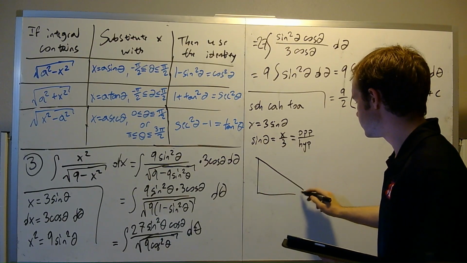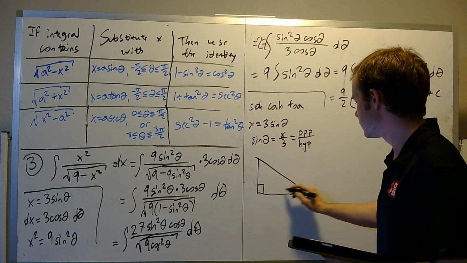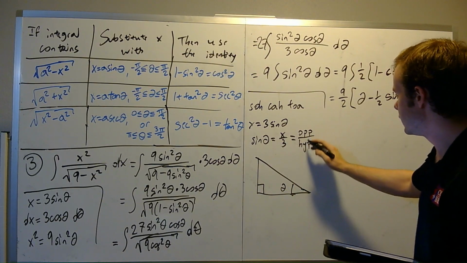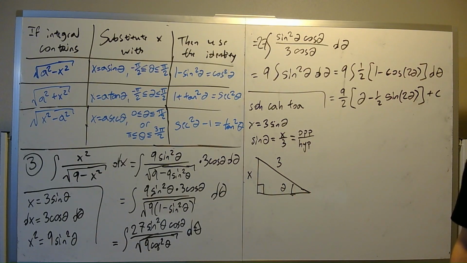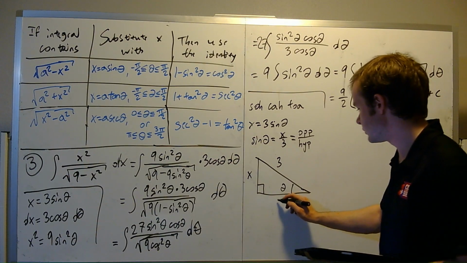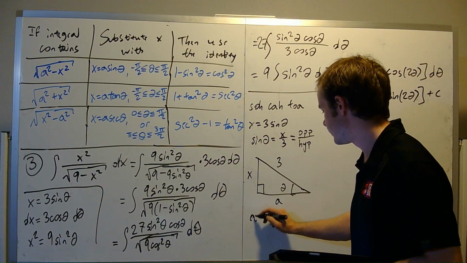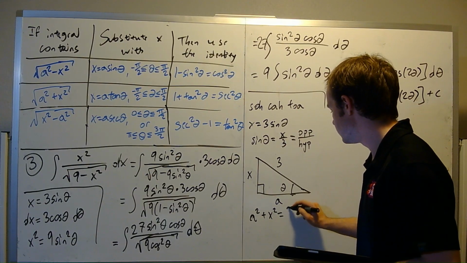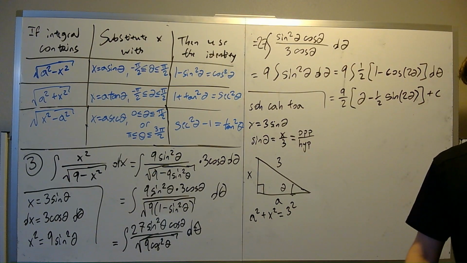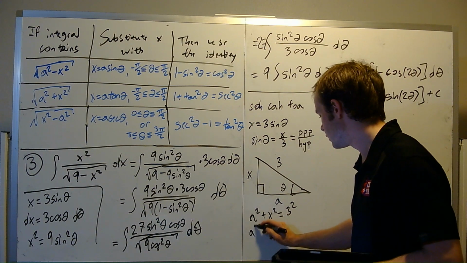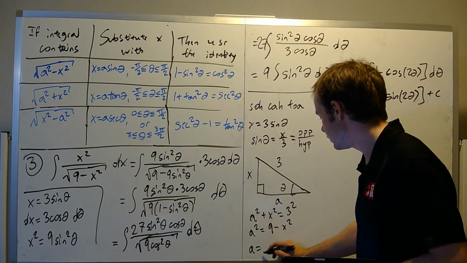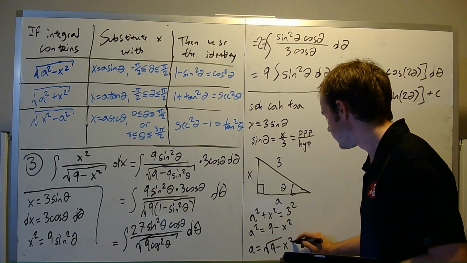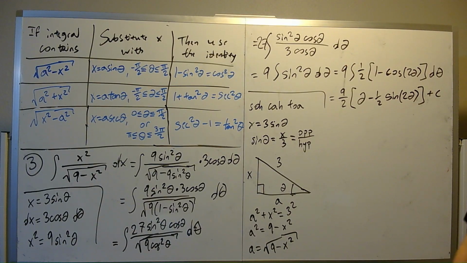So if we draw our triangle, this is theta, then the side opposite to theta is x, and the hypotenuse is 3. So we've just got to solve for the remaining side. This is a. So a squared plus x squared equals 3 squared. Now I just got to solve for a. So a squared equals 9 minus x squared. So a equals the square root of 9 minus x squared. Okay, so we figured out what a is equal to.